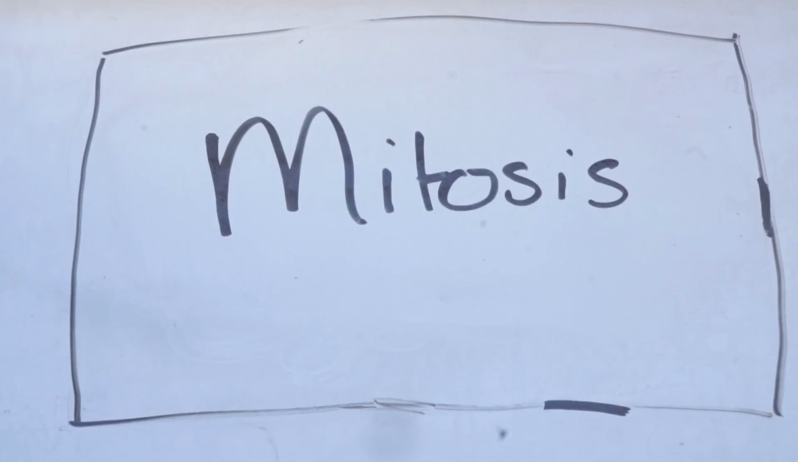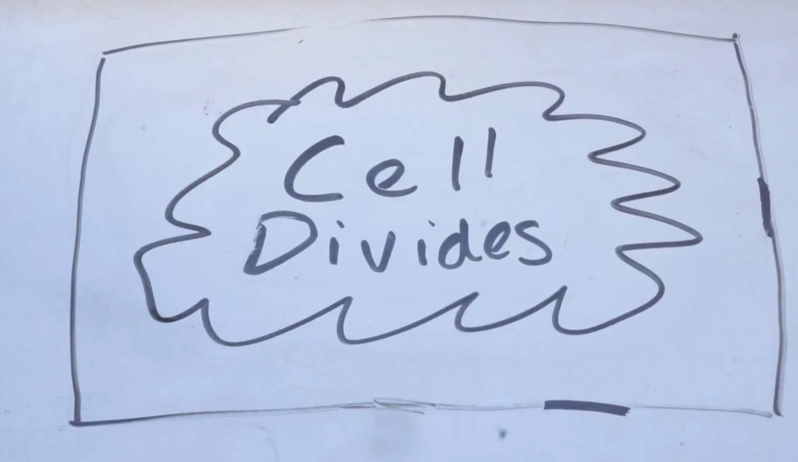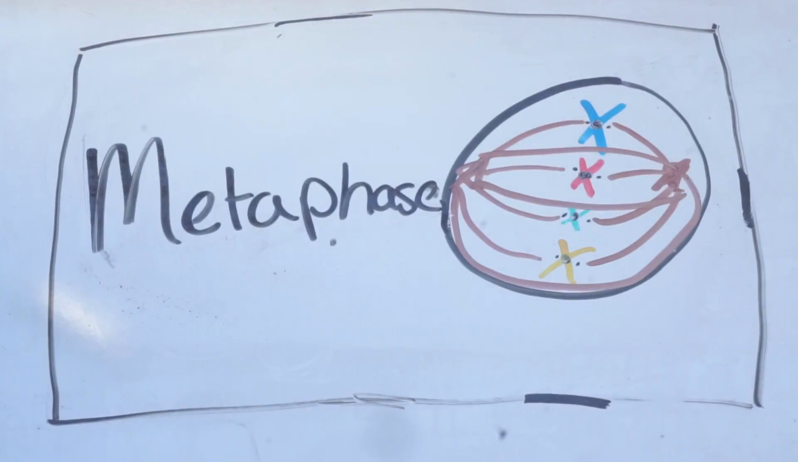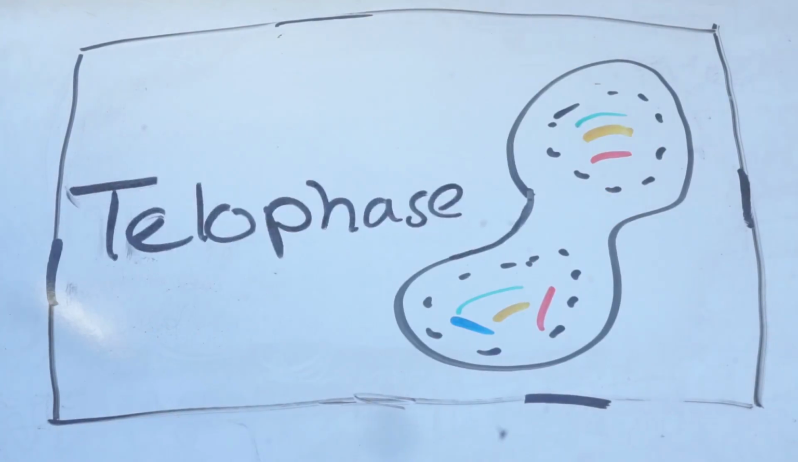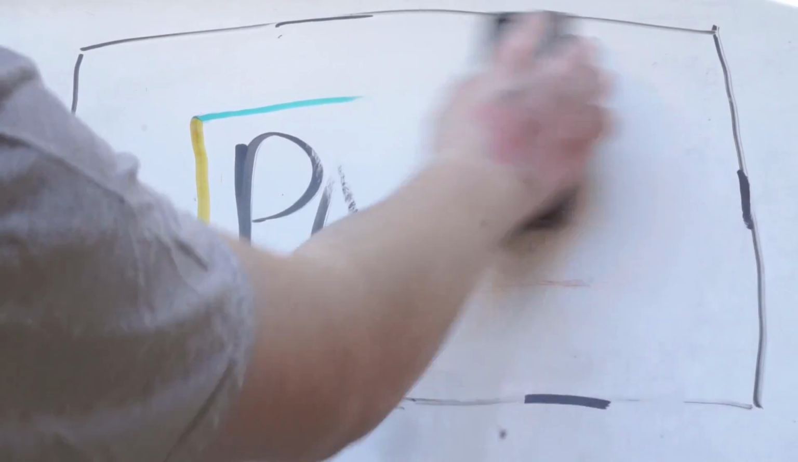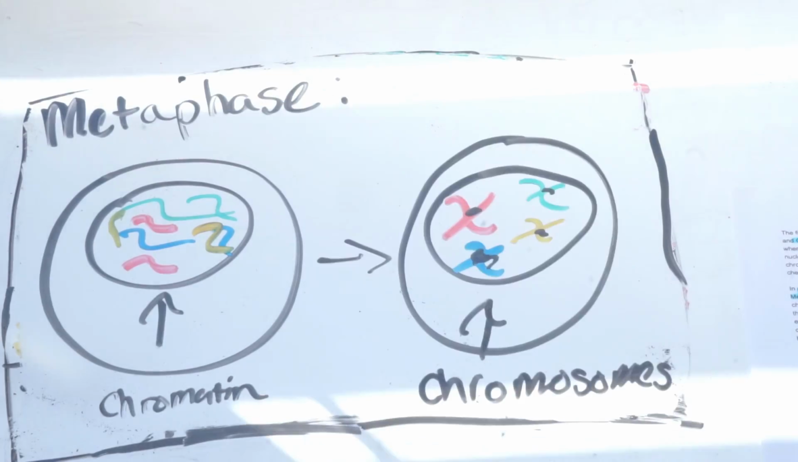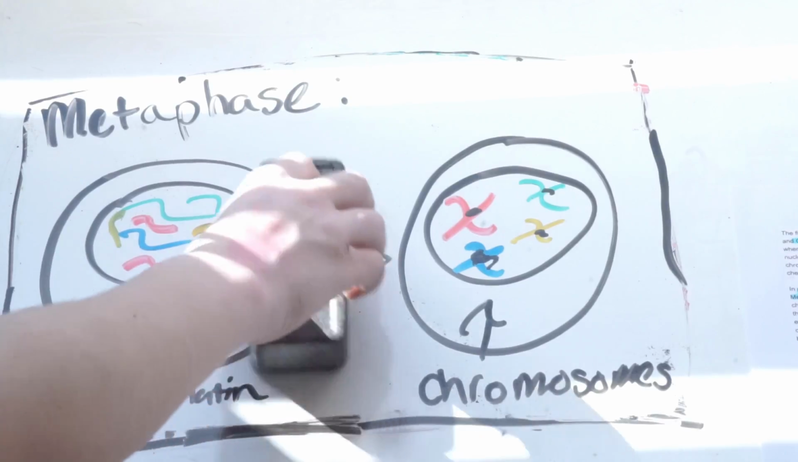In mitosis, the part of the cycle in which the cell divides, there are four stages: prophase, metaphase, anaphase, and telophase, or PMAT. In prophase, the chromatin organizes into chromosomes, made of two sister chromatids.